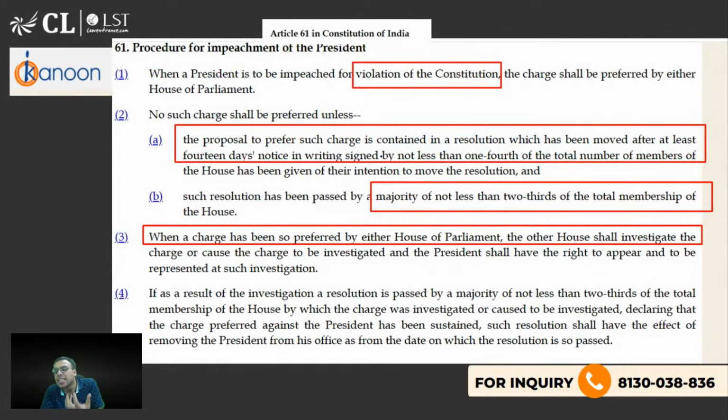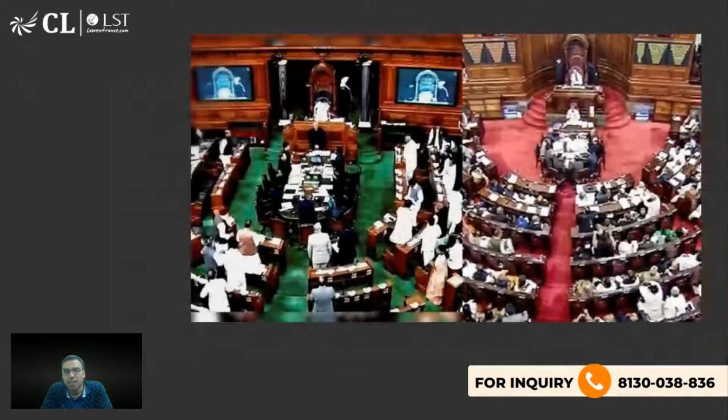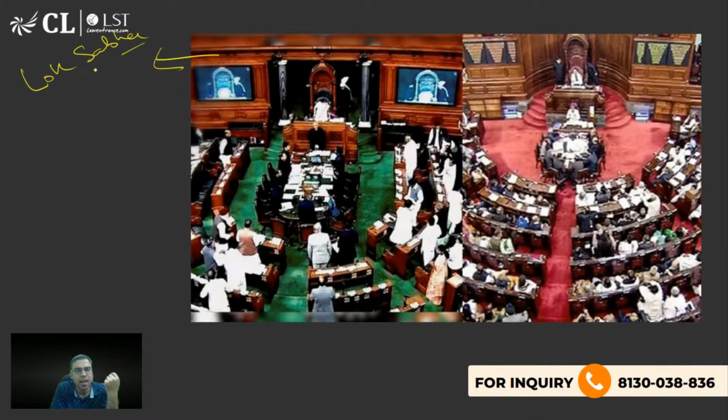So if you want to initiate an impeachment process against the president, first you have to do it is 14 days पहले एक नोटिस साइन करना होगा 1/4 of the total member of the house. मतलब, so in either of the two house, I hope you are aware, this is Lok Sabha and this is Rajya Sabha, right? And Lok Sabha is having how many members? 543 members. Rajya Sabha is having 245 members.